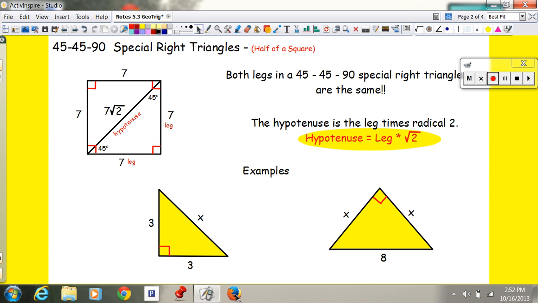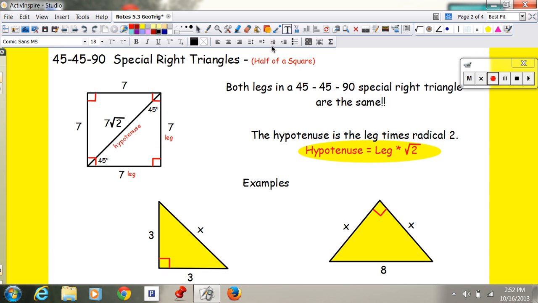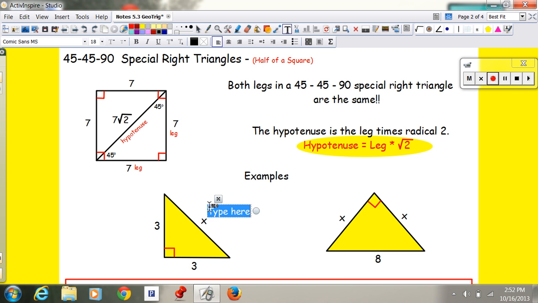Let's look at a couple of examples here. First one is really easy. If they give you the two legs, that's an easy one. You're just going to get 3 radical 2.